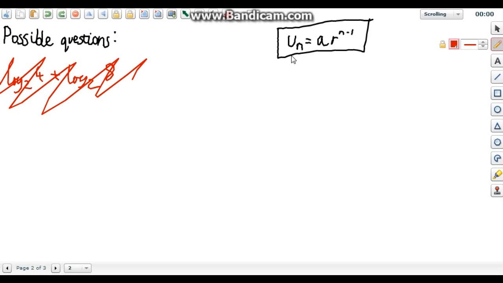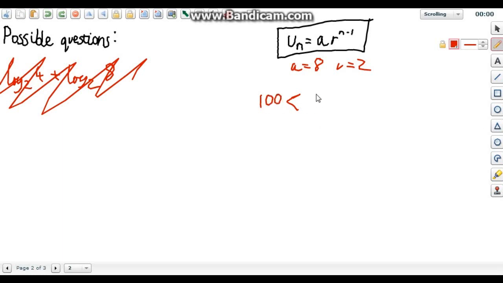So one of the formulas for geometric progressions is the nth term is equal to the first term times the common ratio to the power of n minus 1. So you might get a question that tells you about a GP and it ends up with a equals, let's say, 8 and r equals 2. Why not? And it says, what is the first term that is greater than, let's say, 100.